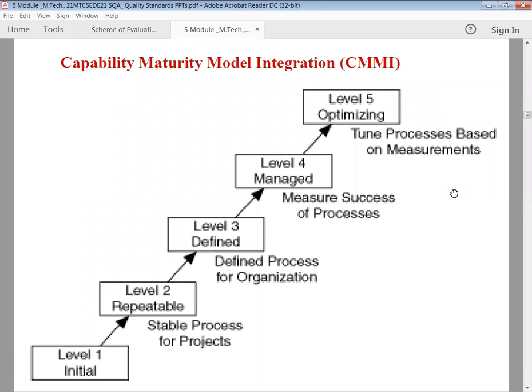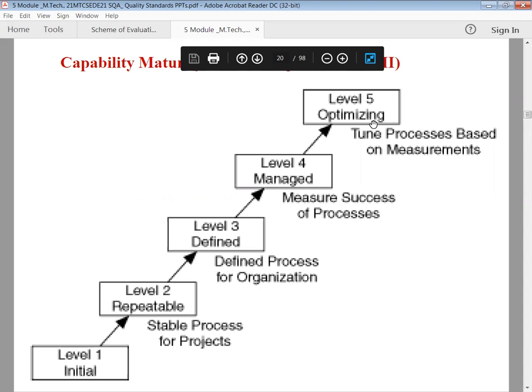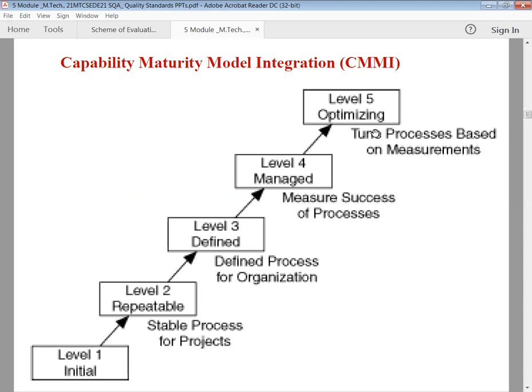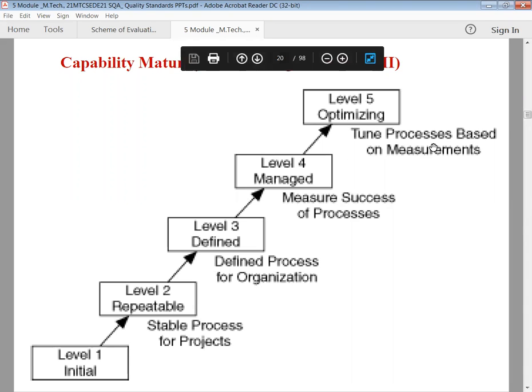In CMMI, we are following 5 levels. Level 1 is initial, level 2 is repeatable, where stable processes for projects will be stated. Level 3 is defined processes for the organization. They will give a well-defined set of rules and regulations for the organization. Level 4 is managed. So here you will measure the success of the process. So we will have a well-planned structure and we'll follow the rules, regulations and guidelines, everything. And level 5 is optimized, so turn process based on measurements. So here we'll get the maximum marks and your processes are with the maximum grading.